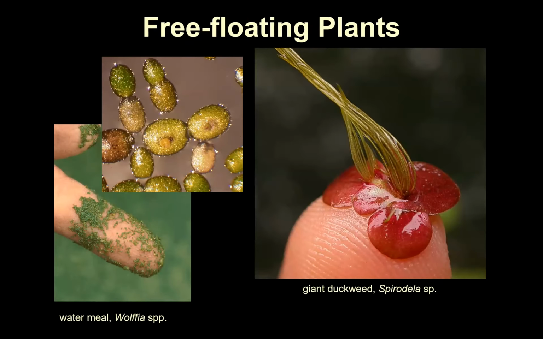And then you got free floating plants, things like water meal, which is the world's smallest flowering plant. You get an idea of the scale there. And then giant duckweed, a very interesting plant that floats on the water surface.